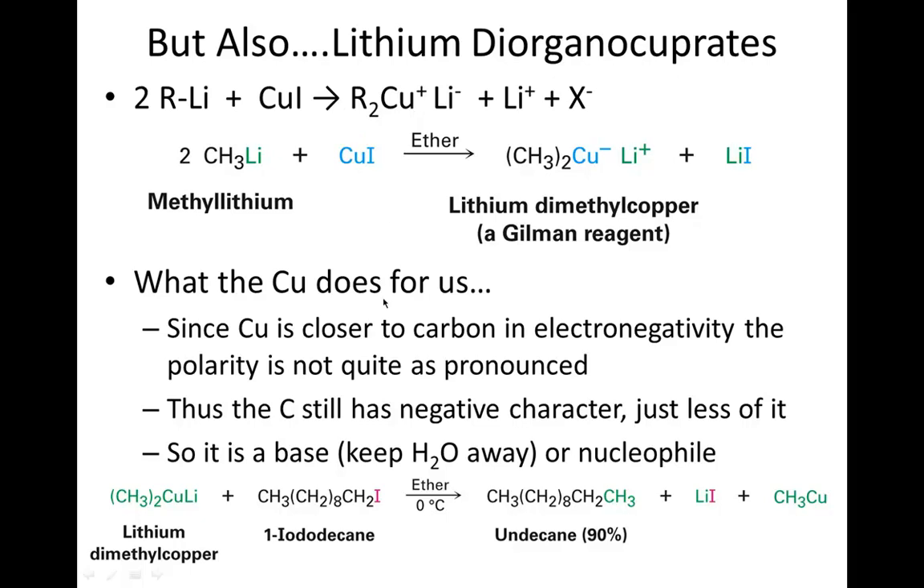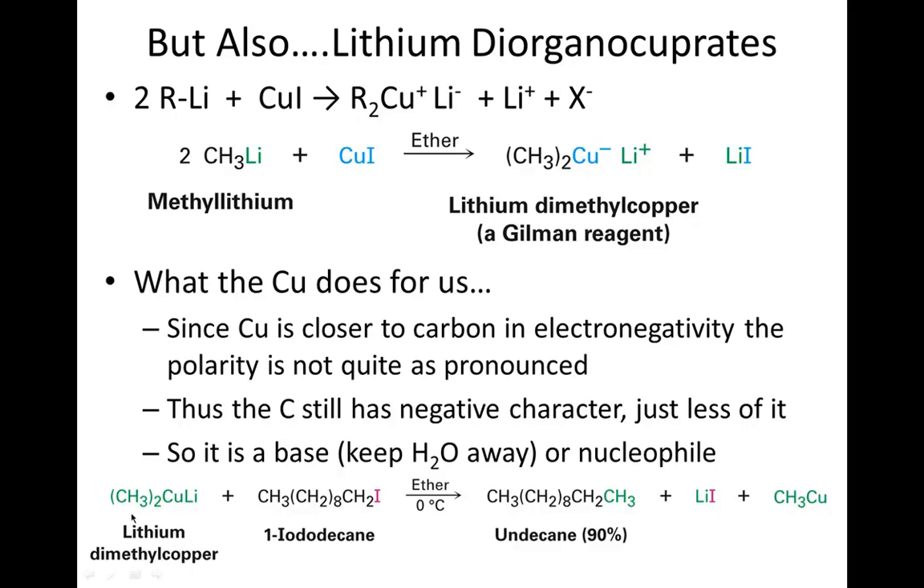And so the obvious question is, why do we want to do that? If you go back to the periodic table that has the electronegativities on it, copper is a little closer to carbon in electronegativity. And so you still have a very polar bond between the carbon and the copper, but it's not as pronounced as it was between the carbon and the lithium because they're further away from each other in electronegativity. So that kind of thing can still act like a base, and so you still need to keep water out of it, but what it can be used for is what's called a coupling reaction.